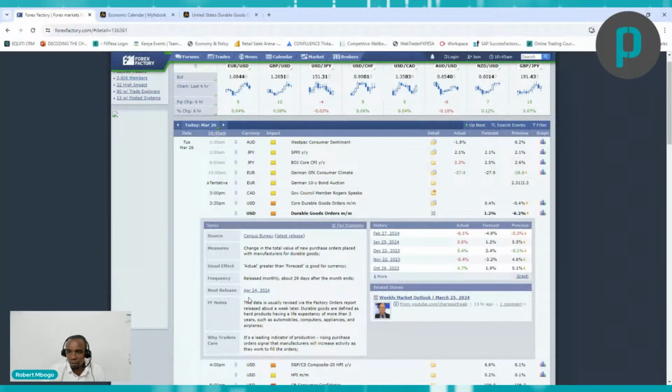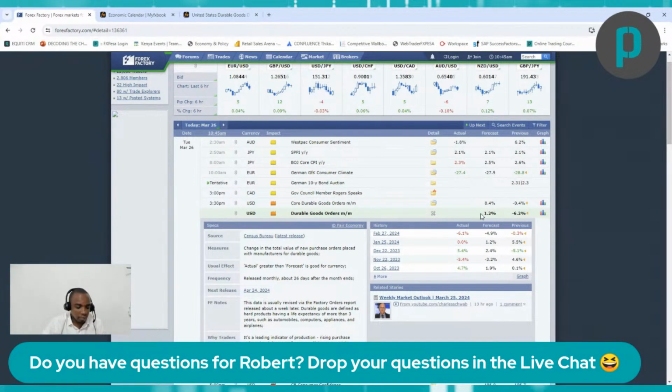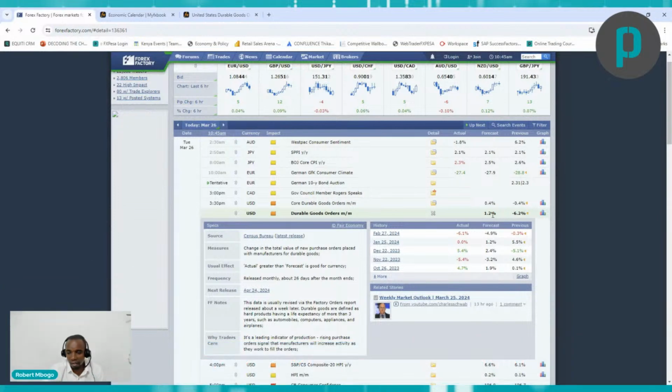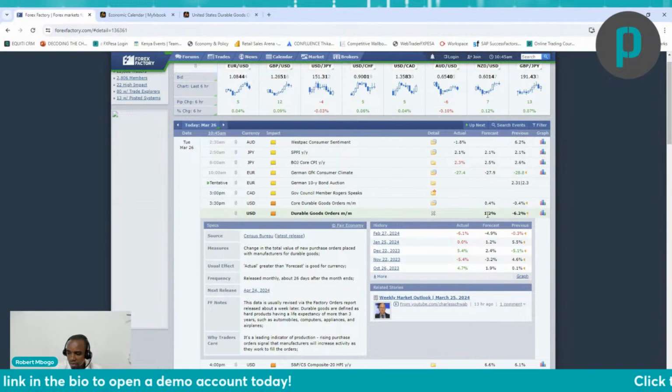So we can see the forecast is that the numbers will come out at 1.2%. And then also we can see the previous number was negative 6.2%. So our goal will be to look at the actual number that will come out during the news at 3:30, right? If this number comes out higher than 1.2, then the dollar will strengthen. And if this number comes out at maybe 1, or even anything lower than 1.2, then definitely that will lead to a weak dollar.